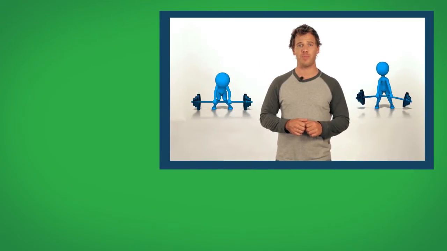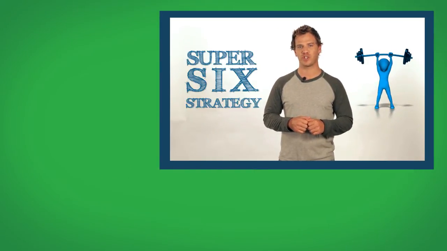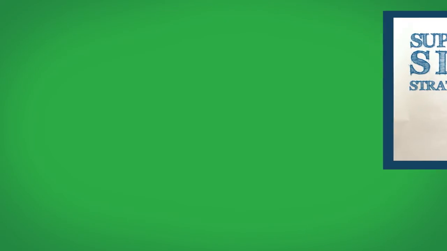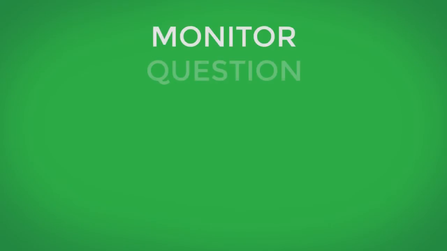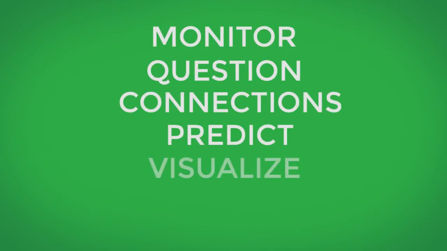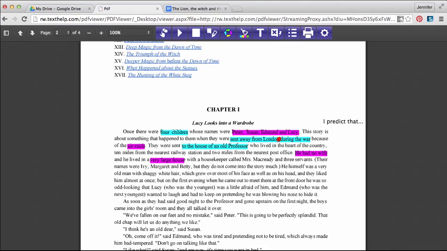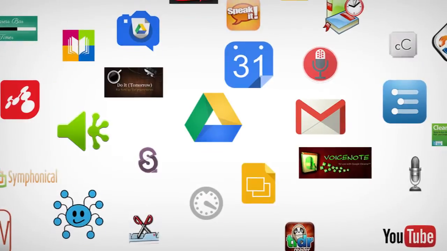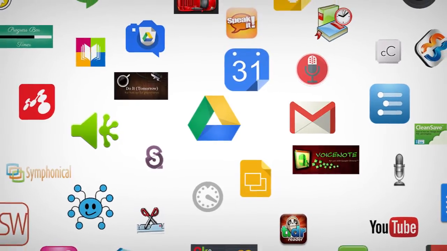We've learned that the Super 6 is a collection of strategies that help you better understand what you are learning. Once you're set up, the Super 6 strategies you'll use are monitor, question, make connections, predict, visualize, and summarize. Following this Techtorial, you will be able to annotate a PDF document and collect highlights in Google Docs. Now let's connect the tech needed to use the Super 6 strategies.